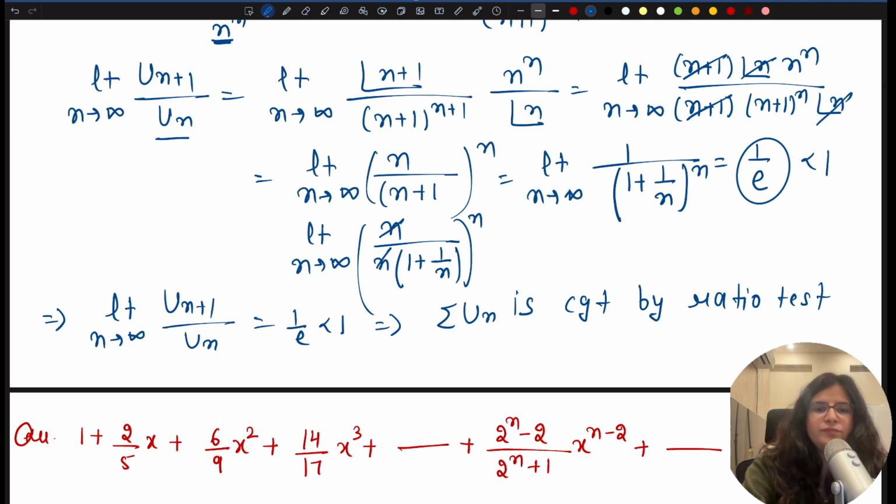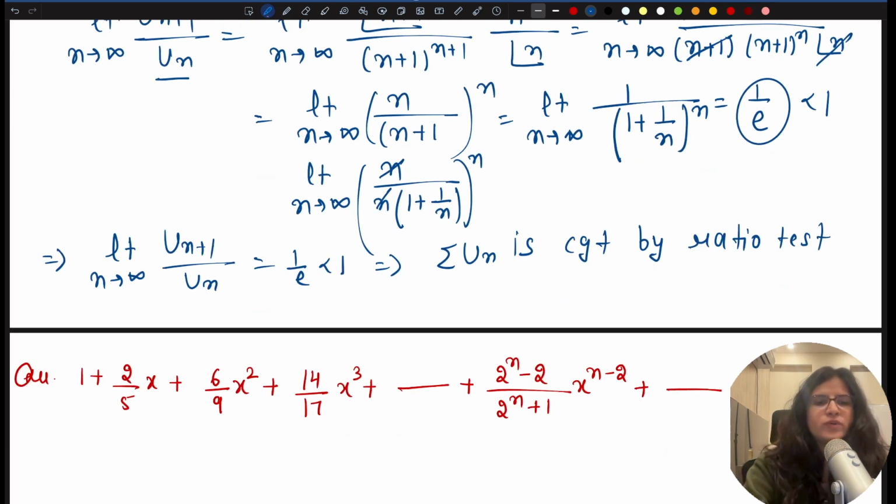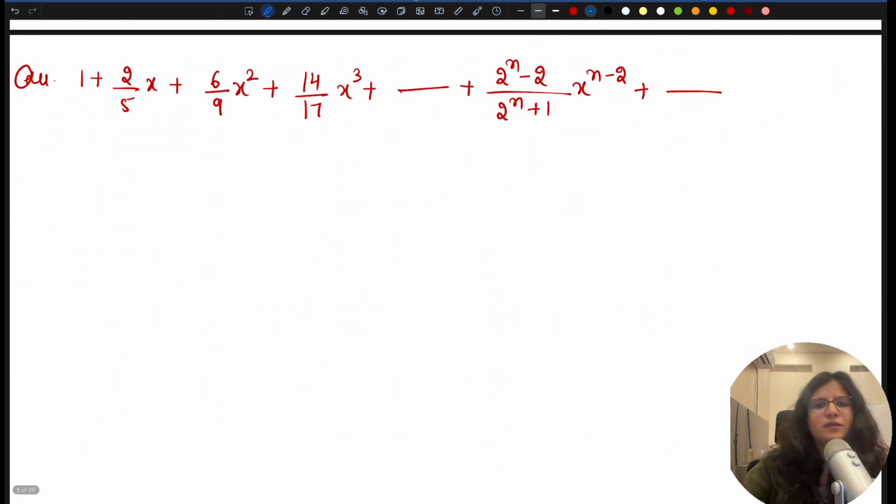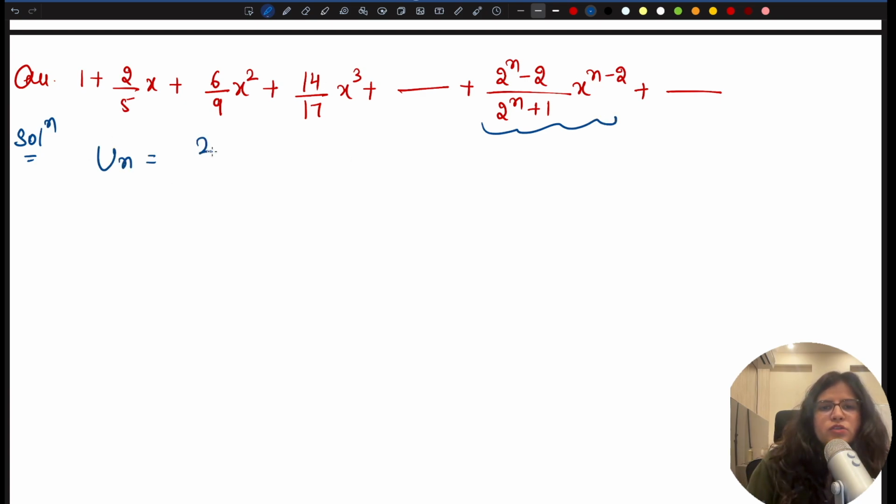All good. Now the next question is based on, again, you have to first apply the ratio test. So the nth term is given to us here. So un is given to us as (2 to the power n minus 2) divided by (2 to the power n plus 1), x to the power n minus 2.